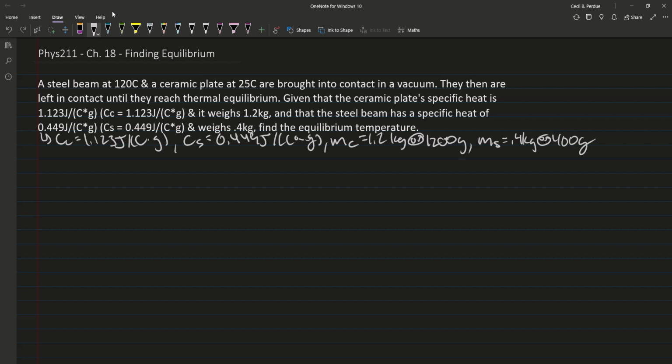Now, another important thing that we need to recognize from the problem is that it occurs within a vacuum. Why is this important? It means that there is no energy escaping through the air, because through contact with the air, the steel plate would lose energy. This means that energy is going to be conserved between just these two bodies.